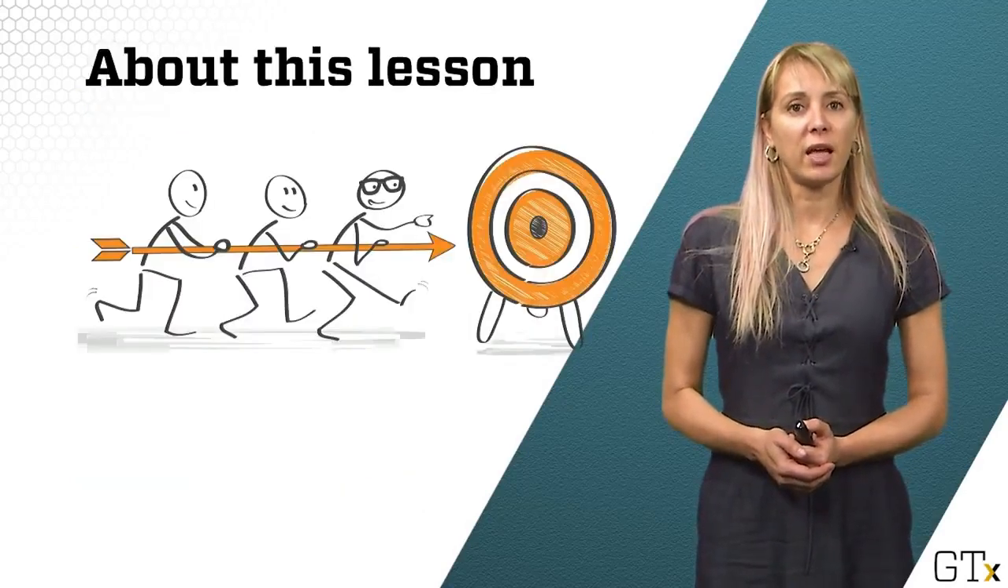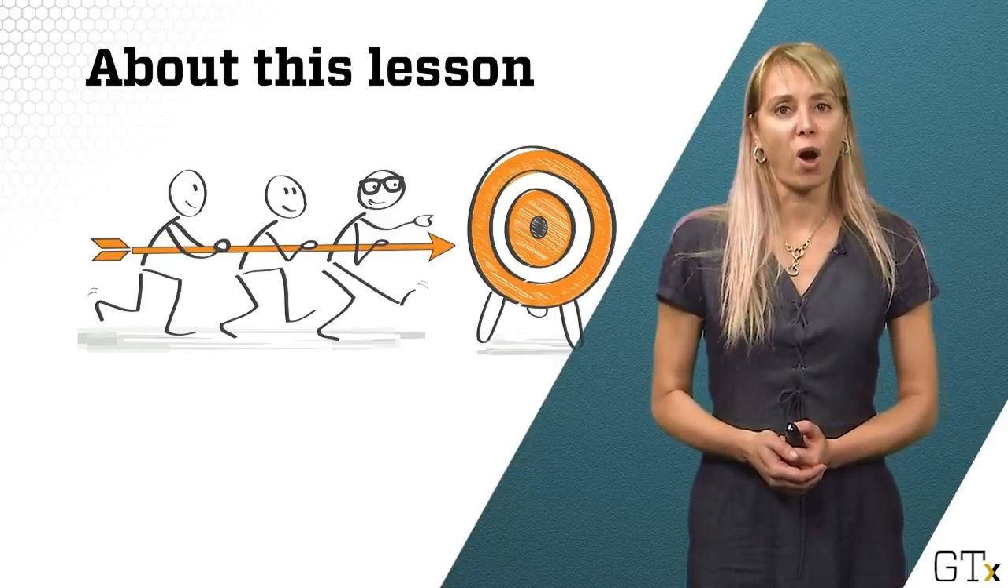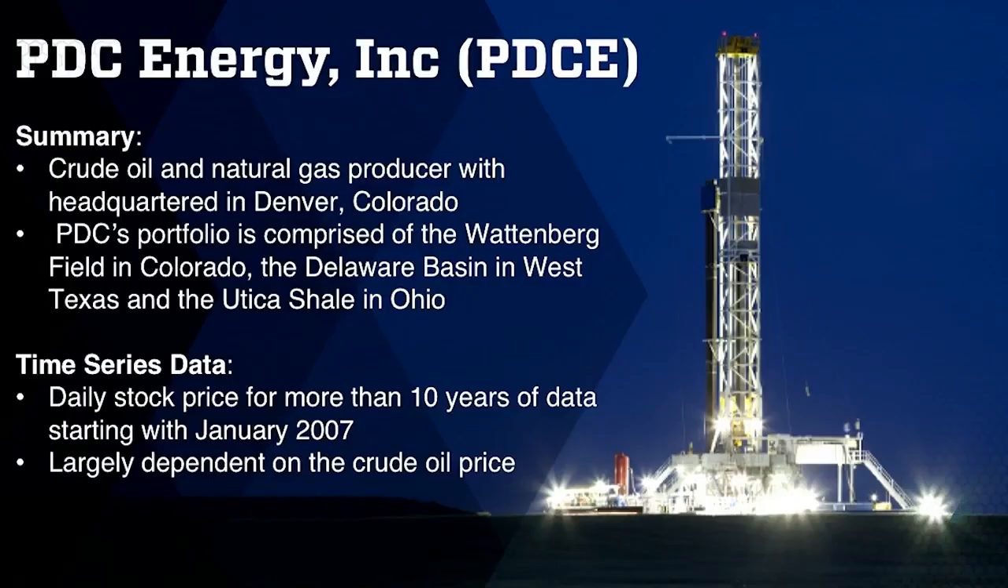In this lesson, I'll focus on a specific data example for illustrating the ARCH model. We'll return to the data example in which we will model the stock price of a company. I selected here a company with very large volatility, PDC Energy, which is a crude oil and natural gas producer with headquarters in Denver, Colorado. Daily stock price for more than 10 years of data starting with January 2007 is considered in this data example.